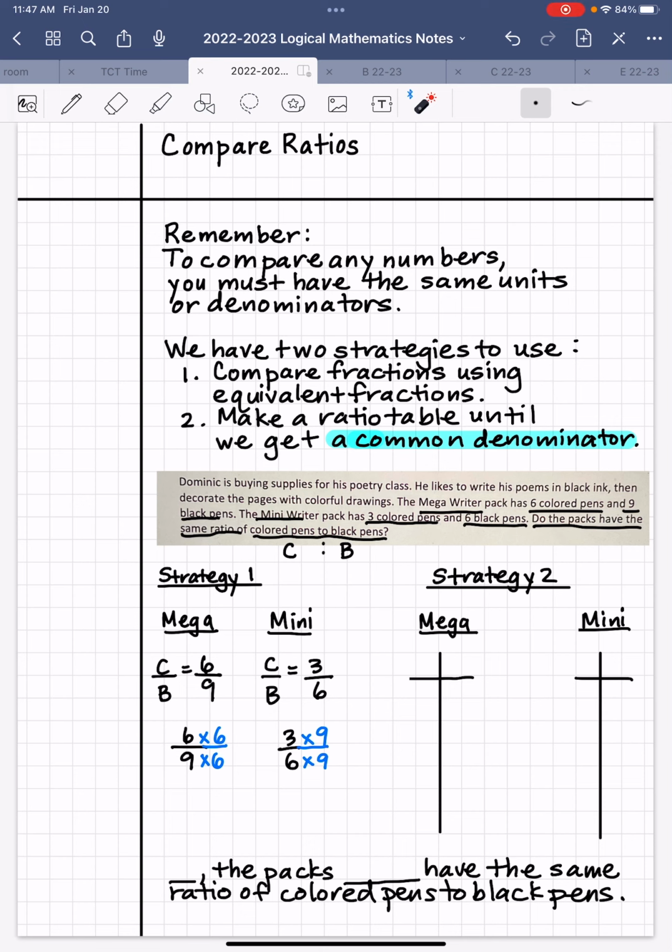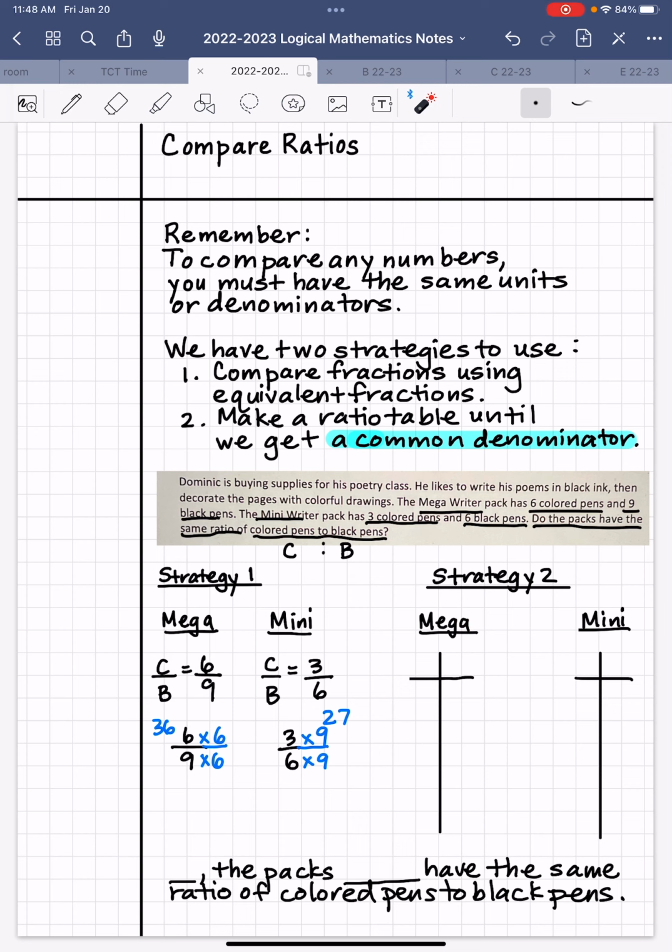So what is 6 times 6? 36. I'm going to write 36 right there. And what is 3 times 9? 27. So when they have the same denominator, do they have the same numerator? No. So therefore, these ratios are not the same. So you can compare fractions using equivalent fractions, or you can use the ratio table.